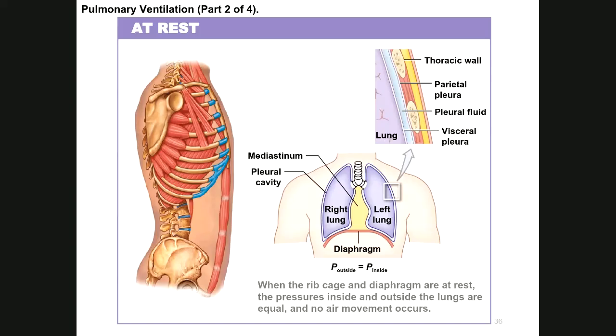At rest, the pressure outside of the lung and inside of the lung is the same. So when the rib cage and the diaphragm are at rest, the pressures are equal, there is no air movement. And the pleural fluid reduces the friction. And all the pulmonary muscles are relaxed.